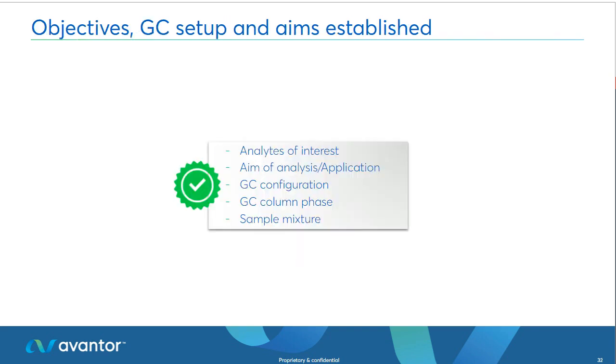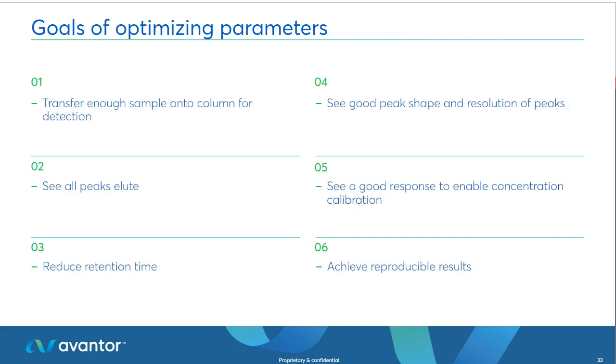So then, when we've established all of these points, then we're good to go with the method development. And when we develop the method, we have a set of goals that we want to achieve when we optimize parameters. So we want to transfer 1, enough sample onto the column for detection.